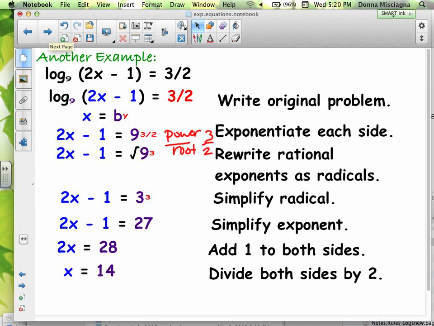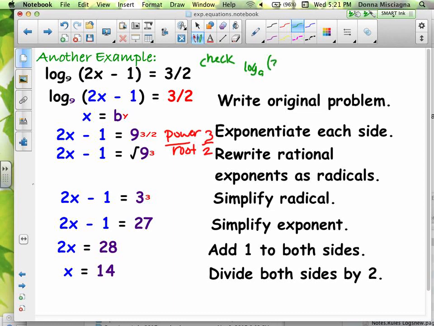So we have 2x minus 1 equals the square root of 9 cubed. The square root of 9 is 3. So we have 2x minus 1 equals 3 cubed, which is 27. And so we just add 1 to both sides and then divide by 2. So x is 14. And we can check it out and see that it works. So we have log base 9 of 2 times 14 minus 1 equals 3 halves. So this would be log base 9 of 28 minus 1. That's 27. Log base 9 of 27 equals 3 halves.